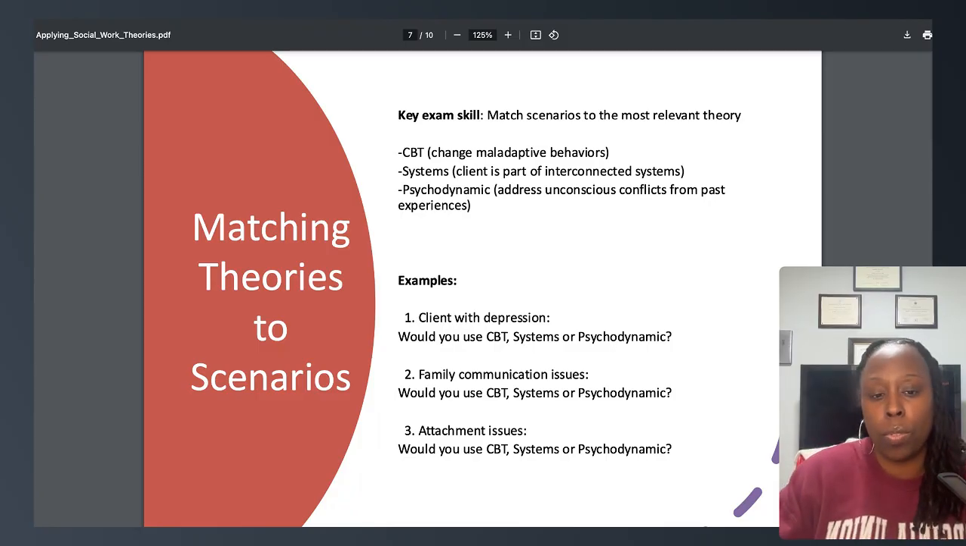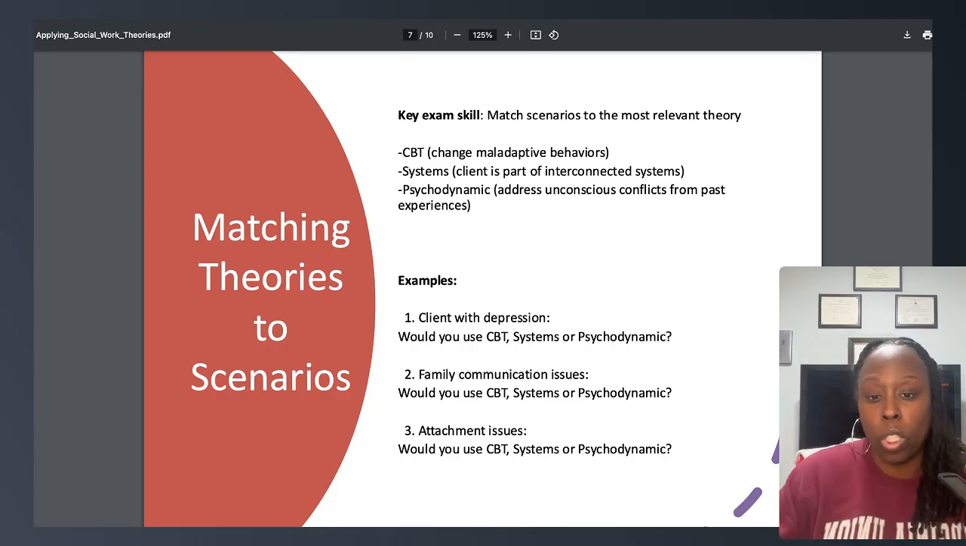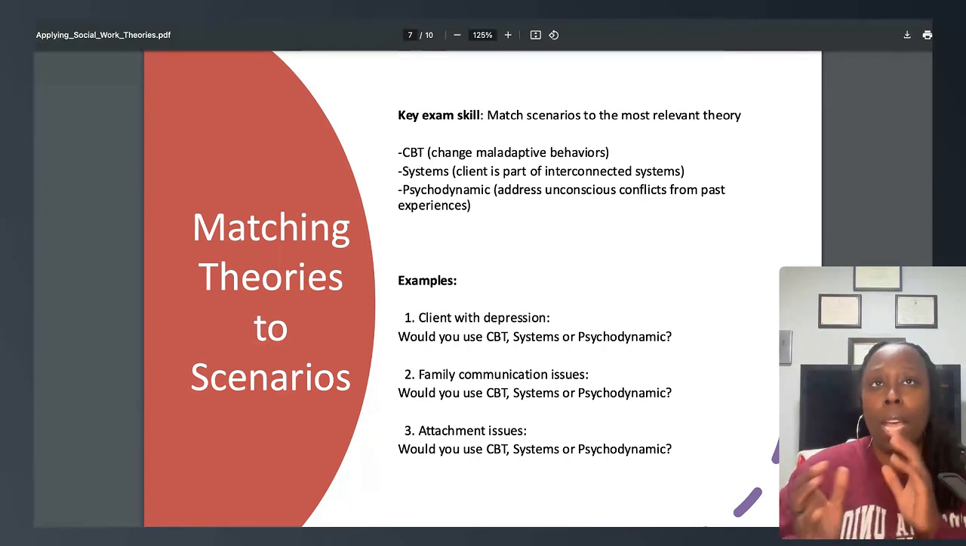Number 3, attachment issues. Normally, attachment issues are a result of something that's taken place in someone's childhood with their caregiver. So in this case, we know we're dealing with something from the past, so we're going to go with psychodynamic. Hopefully you're able to match it up.